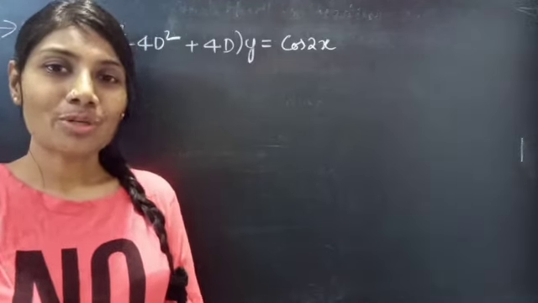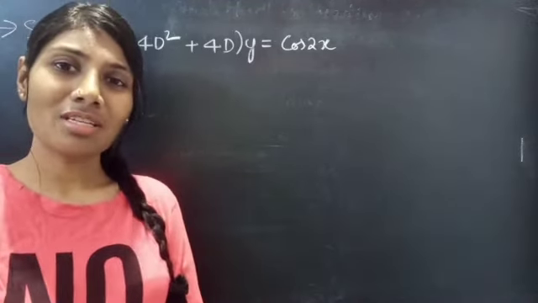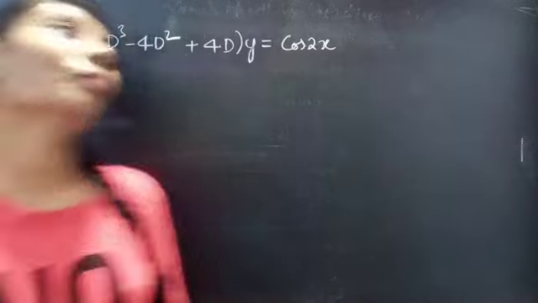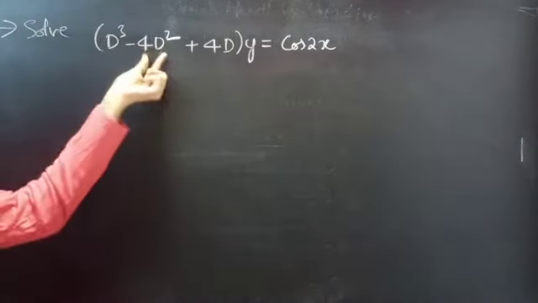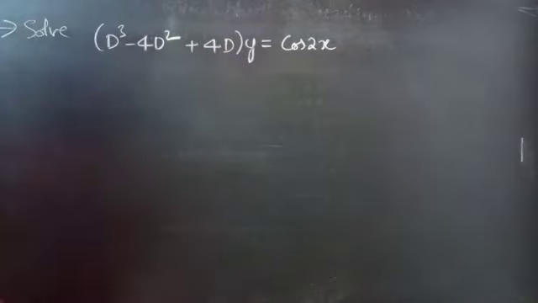In this video, we are going to solve a differential equation from higher order linear differential equations. So let's get going. Problem: Solve (D cube minus 4D square plus 4D) y equals cos 2x.